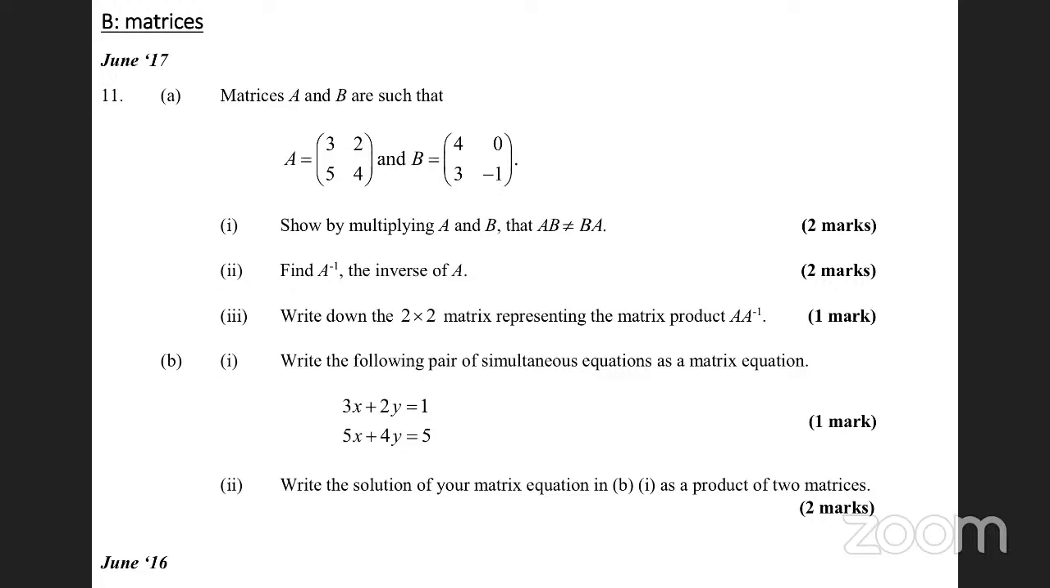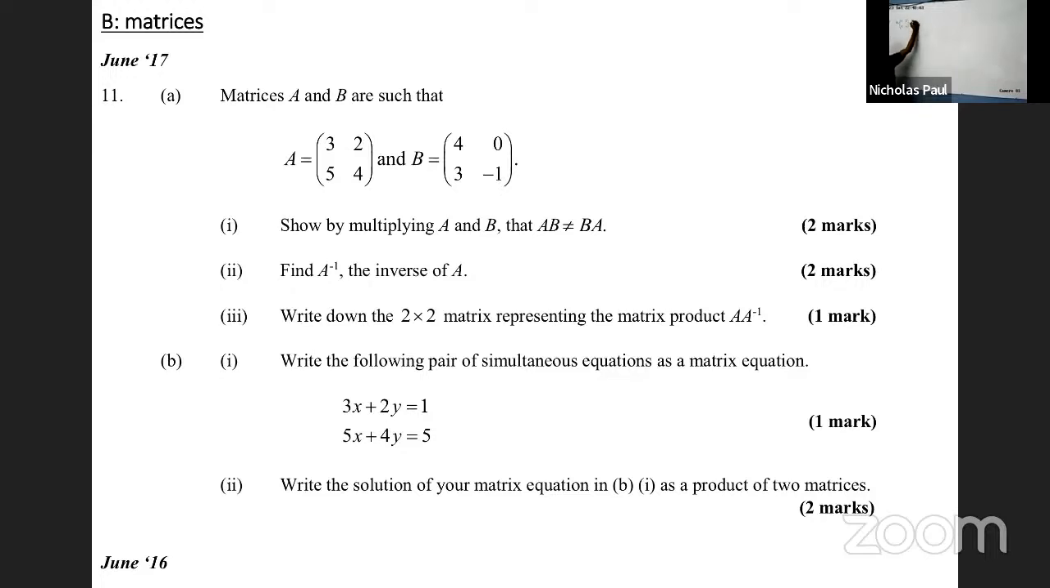All right, let's correct it. A little bit long, but let's check it out. So part A is 3, 2, 5, 4. And B is 4, 0, 3, minus 1.